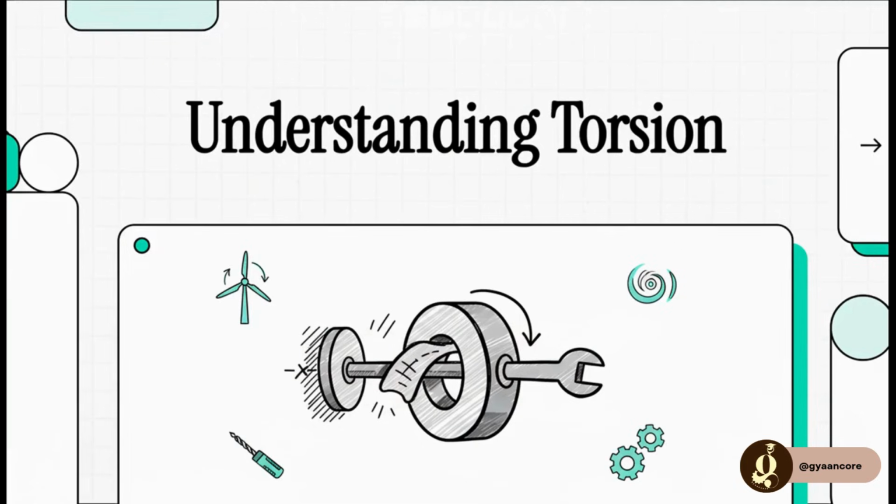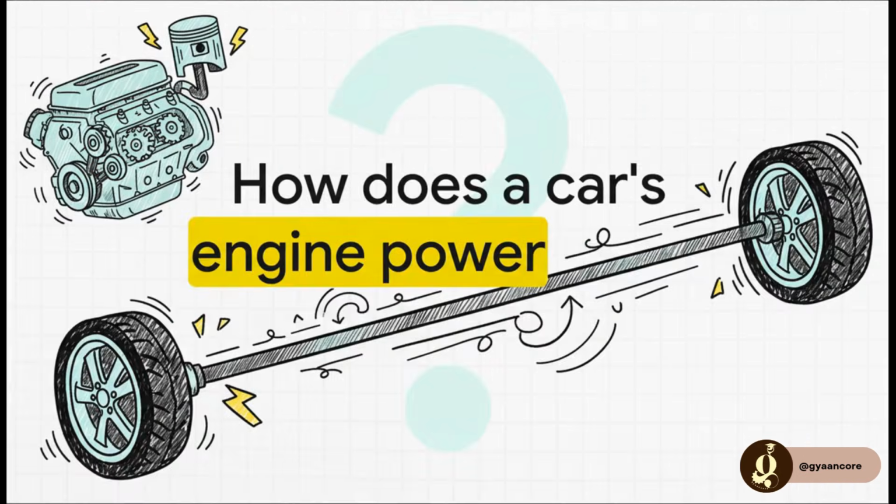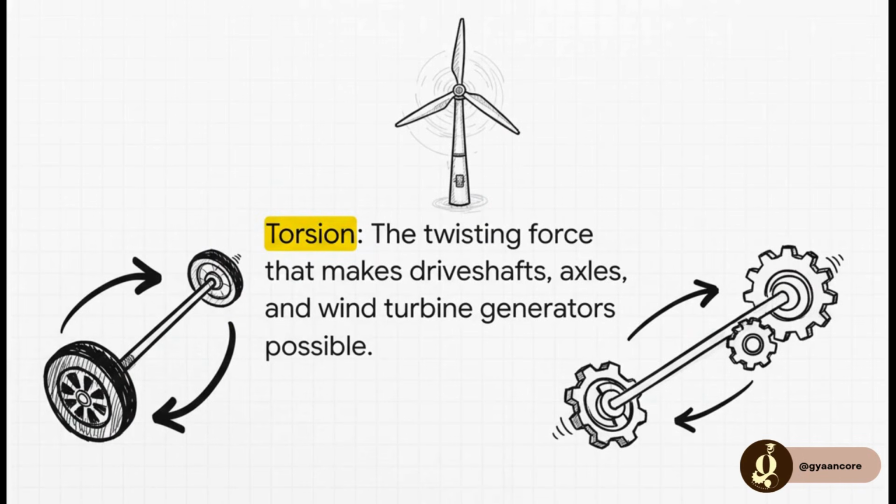All right, we're going to dive into a force that is absolutely fundamental to engineering, something that powers our world in ways you probably don't even think about. We're talking about torsion. I mean, really think about it. You've got this engine, right? Creating all this power up front. And then you have the wheels, way at the back, spinning like crazy. So what's connecting them? How does all that rotational energy get from point A to point B? Well, the answer is this one single powerful concept, torsion.